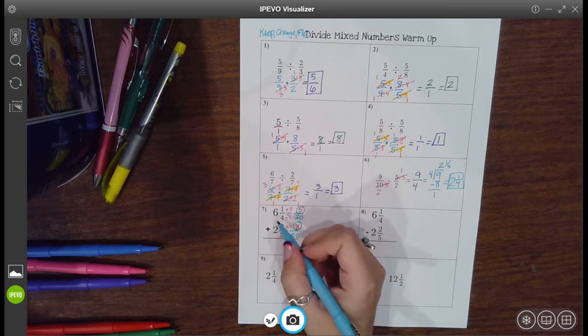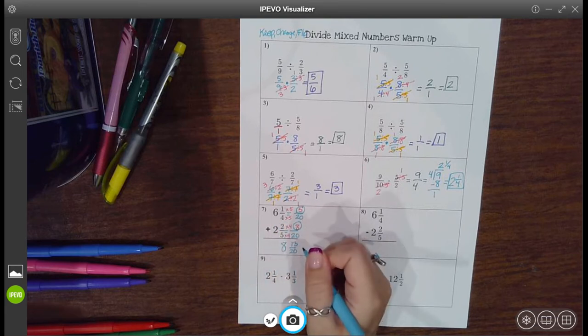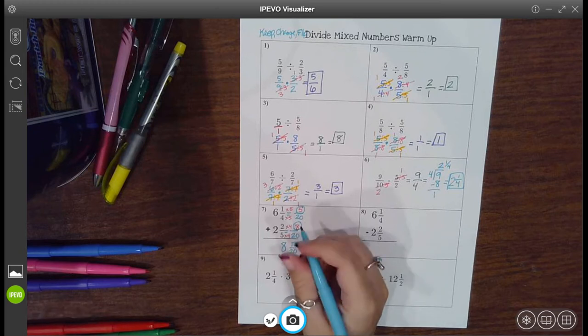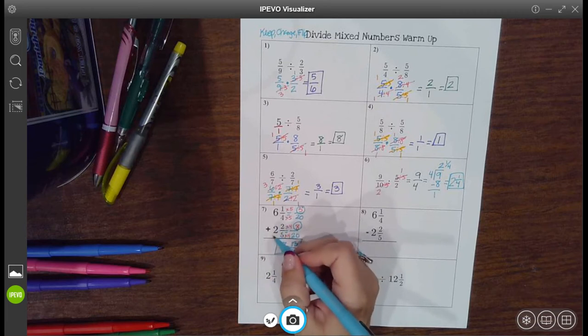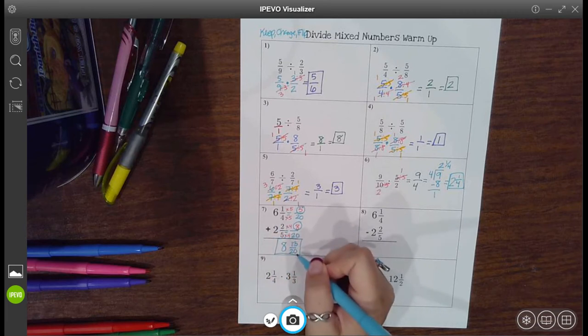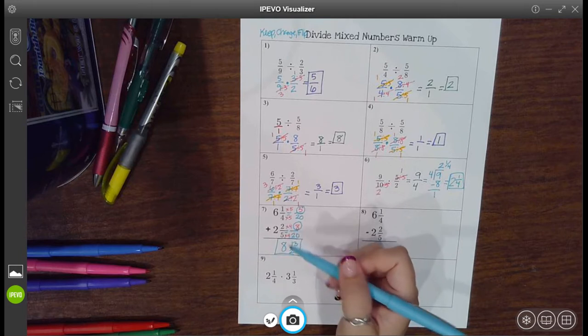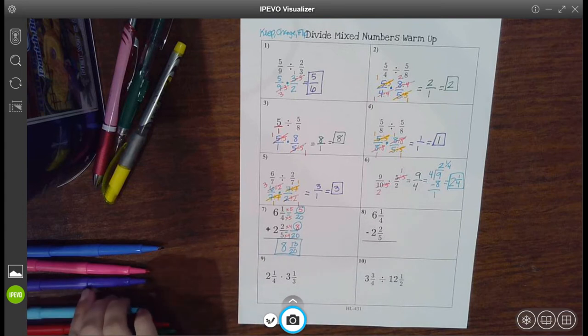Don't forget those whole numbers in front. 6 plus 2 is 8. Can 13/20ths reduce? No. Is it improper? No. So I'm done. And then always kind of double check. 6 and something plus 2 and something should make 8 and something. Because so many times people forget to add the whole numbers. So you just kind of want to double check to see if your answer makes sense.